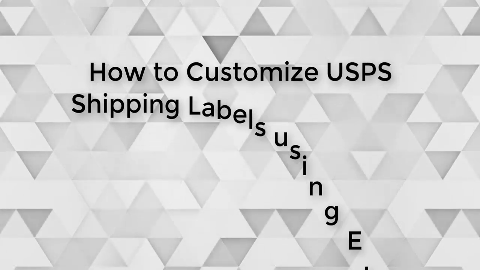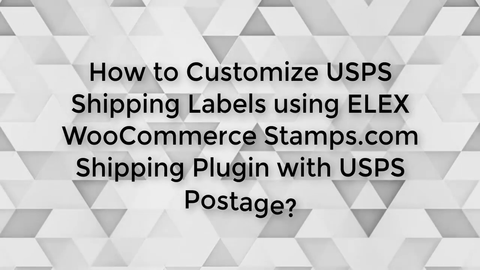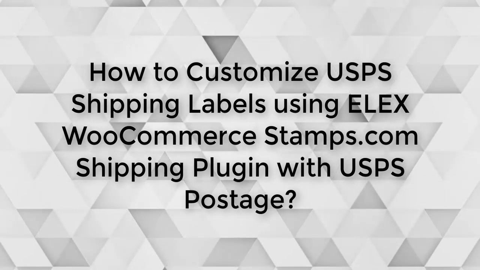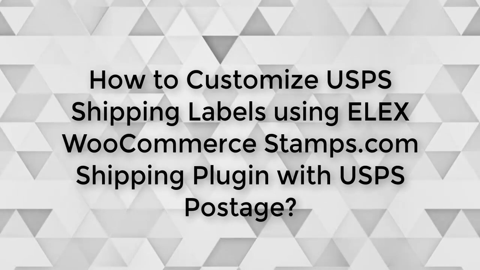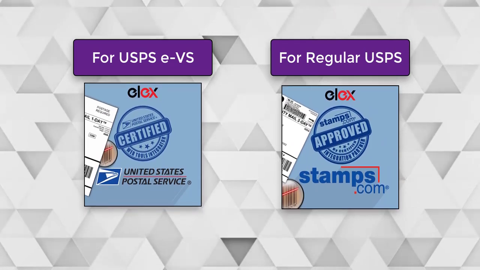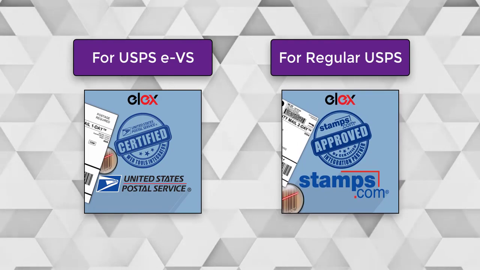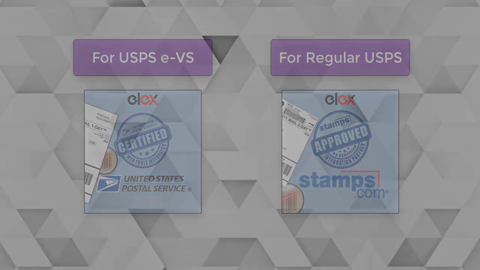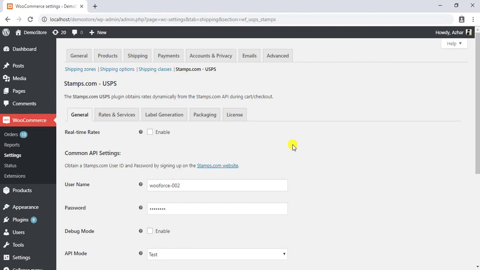This video tutorial will show you how to customize USPS shipping labels, using ELEX WooCommerce Stamps.com shipping plugin with USPS Postage. If you have a USPS EVS account, you can make use of our ELEX WooCommerce USPS shipping plugin. But if you have a regular USPS account, you can make use of ELEX WooCommerce Stamps.com shipping plugin. With the ELEX Stamps.com plugin, you can generate USPS domestic and international shipping labels as well as custom declarations forms.